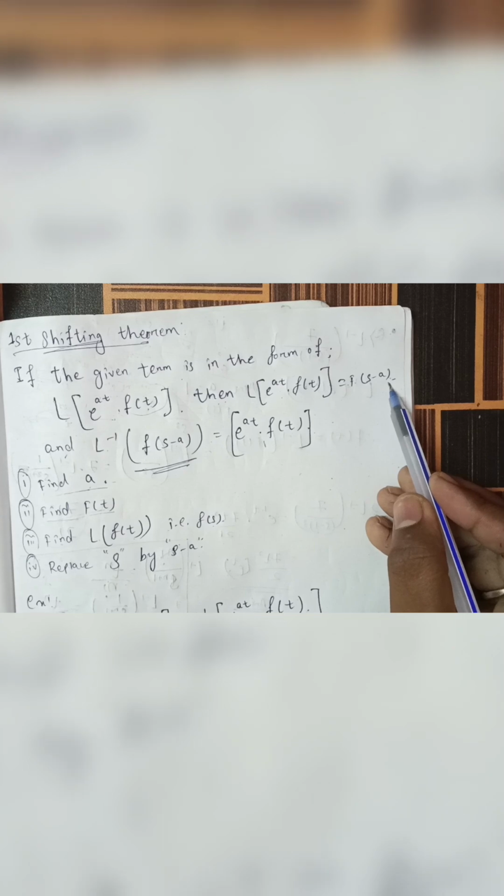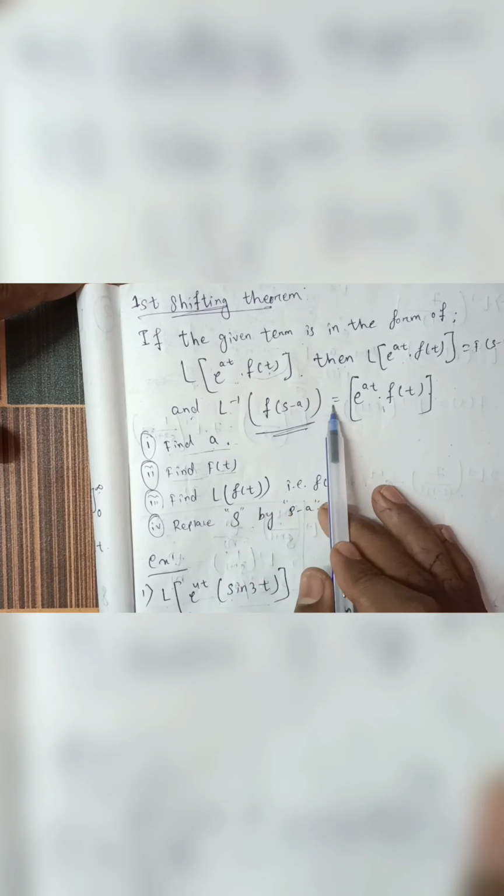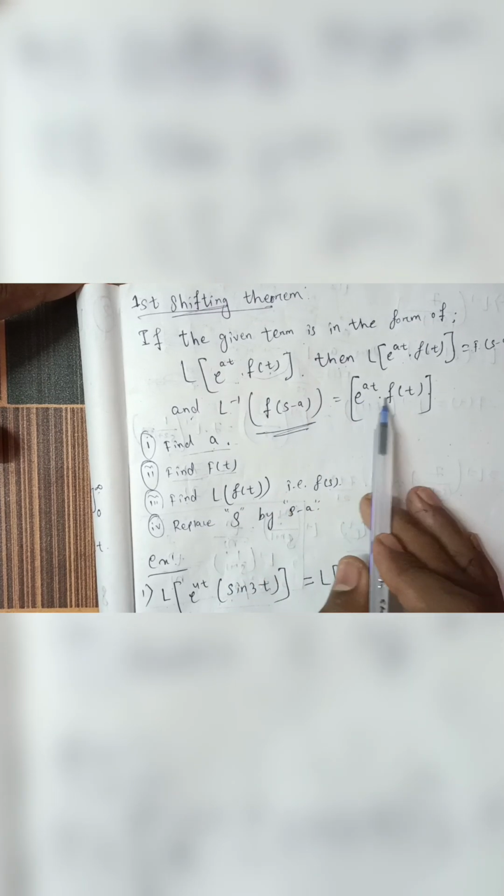Similarly, if the question comes in the Laplace inverse form, then we write that Laplace inverse of F of s minus a becomes e to the power at into f of t. Now see, these are some easy steps to apply the first shifting theorem. Find the Laplace using the first shifting theorem: find a, find f of t, then find the Laplace of f of t, that is F of s, then replace s by s minus a.